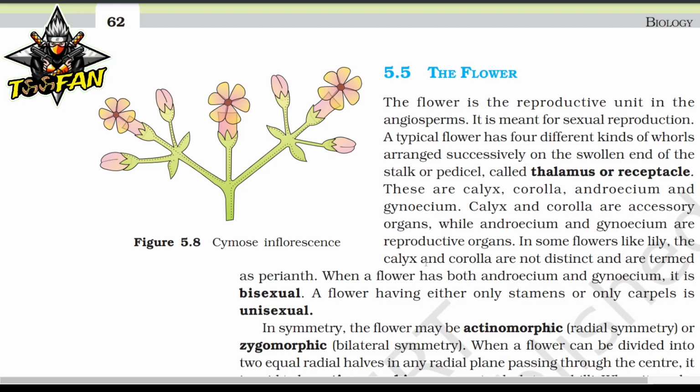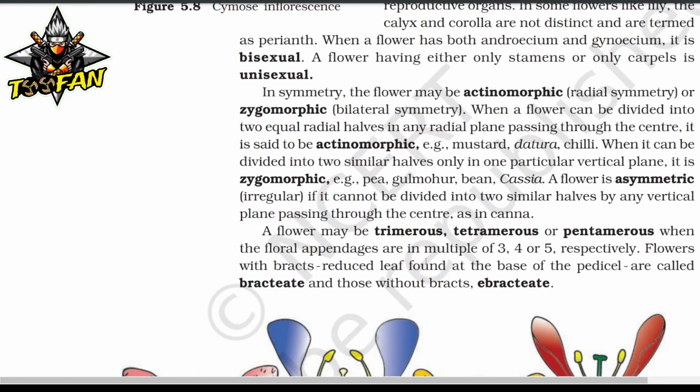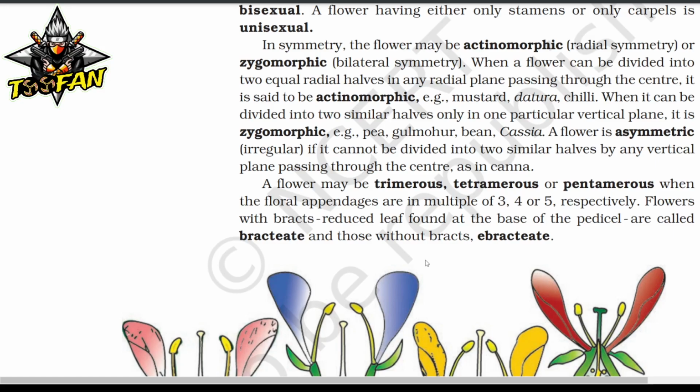When a flower has both androecium and gynoecium, it is bisexual. A flower having either only stamens or only carpels is unisexual. In symmetry, the flower may be actinomorphic, radial symmetry, or zygomorphic, bilateral symmetry. When a flower can be divided into two equal radial halves in any radial plane passing through the center, it is said to be actinomorphic. Example: mustard, datura, chili. When it can be divided into two similar halves only in one particular vertical plane, it is zygomorphic. Example: pea, gulmohar, bean, cassia.